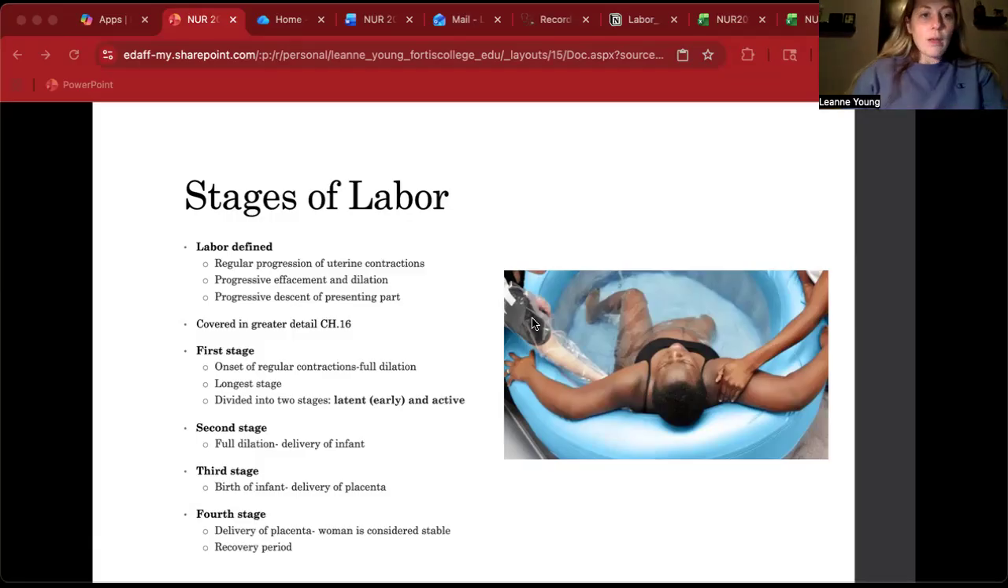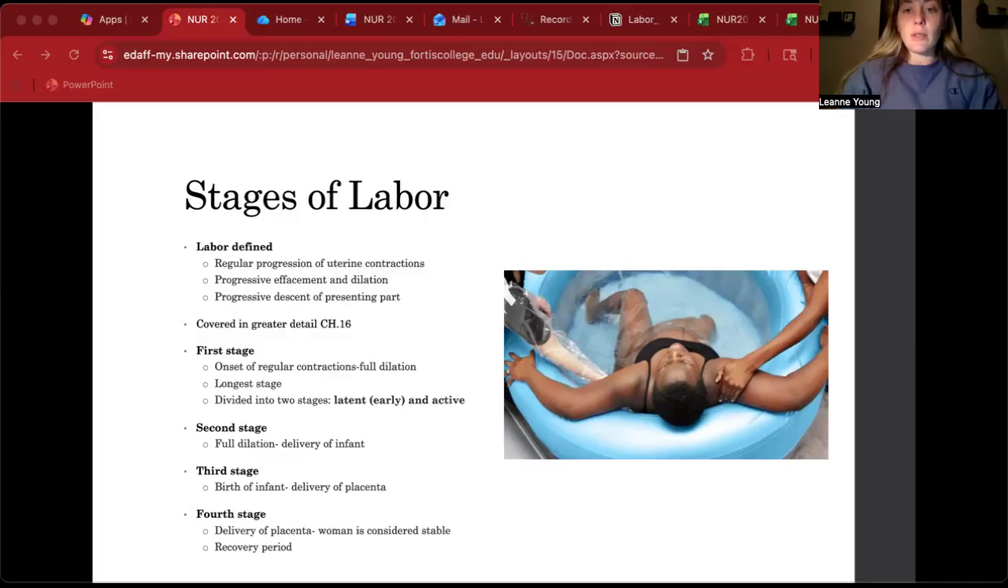So we're going to divide our labor into first, second, third, and fourth stages. The first stage is the onset of regular contractions until full dilation. So whenever mom begins her labor up until she's fully complete, which means the cervix is completely gone, fully dilated, and fully effaced. This is the longest stage, and it's divided into two separate sub stages: the latent, which is early, and the active stage.